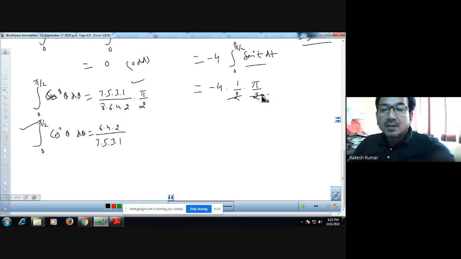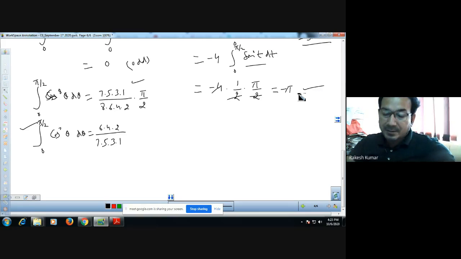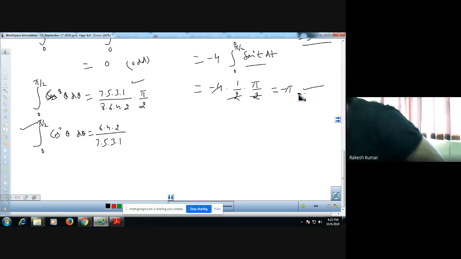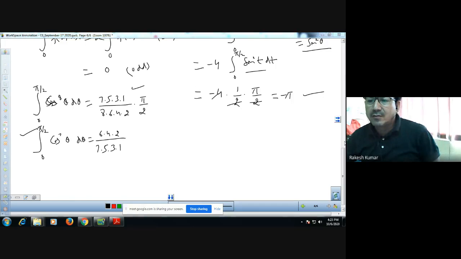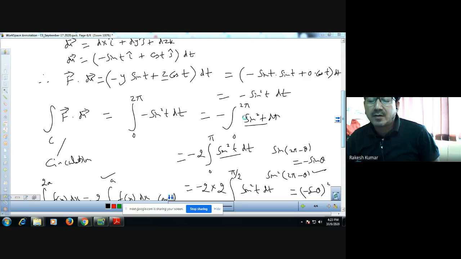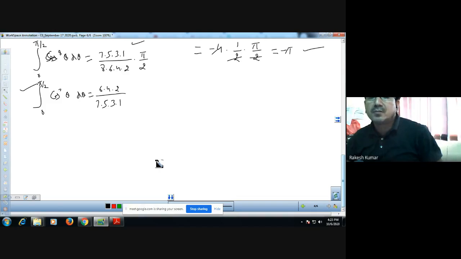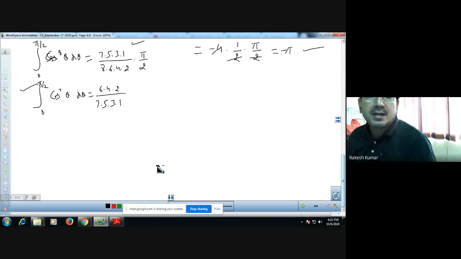So this 4 has been cancelled, and then you will get minus pi. So this is the circulation of the vector point function. If you want to find the value of the integral by any other method, you can find it out, but I am just giving you one more option to apply the reduction formula.